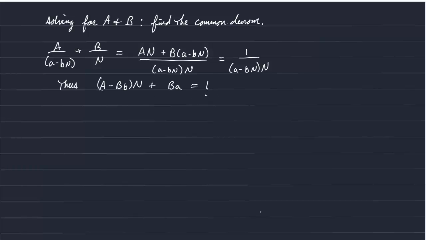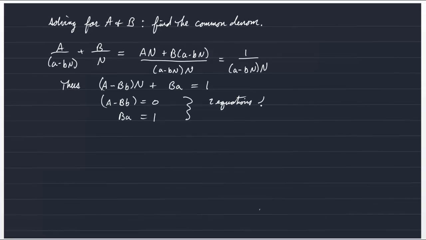Since the right-hand side is not a function of n, that must mean that A minus big B times little b is equal to 0. And that must also mean that B times a is equal to 1. Because remember, big A and big B are constants. They're not functions of n. And so we have two equations to solve for two unknowns, capital A and B.